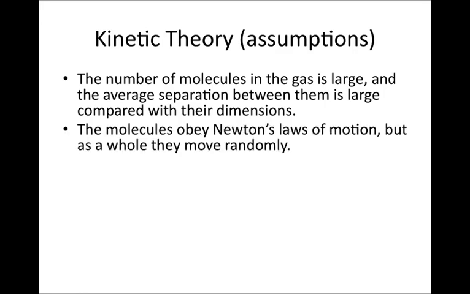This means they're not colliding too frequently and there's plenty of room for them to move about. We assume that the molecules obey Newton's laws of motion, but as a whole they move randomly. Now there's quite a lot contained within this assumption. Them moving randomly means they're just as likely to be moving in the positive x direction as the negative x direction. And they're just as likely to be moving in the y direction as the x direction. We'll be making use of this assumption in some of our derivations later.